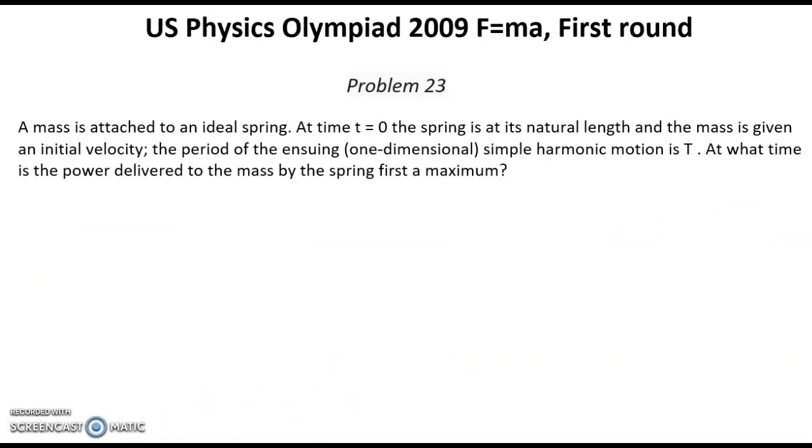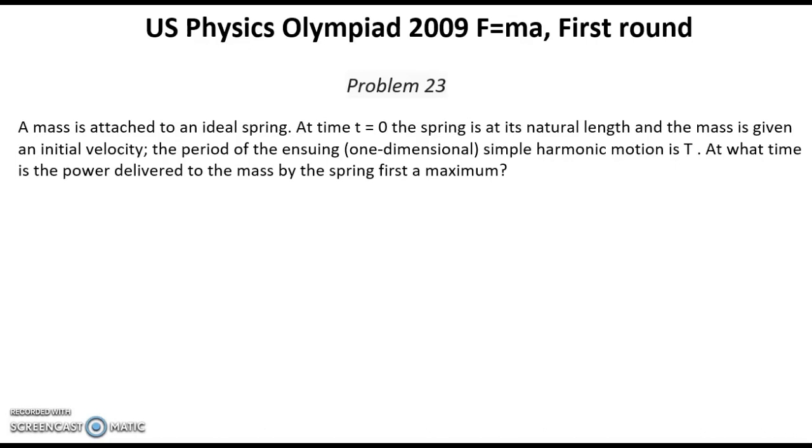Problem number 23. A mass is attached to an ideal spring at time t equals 0. The spring is at its natural length and the mass is given an initial velocity. The period of the ensuing one-dimensional simple harmonic motion is T. At what time is the power delivered to the mass by the spring first a maximum?